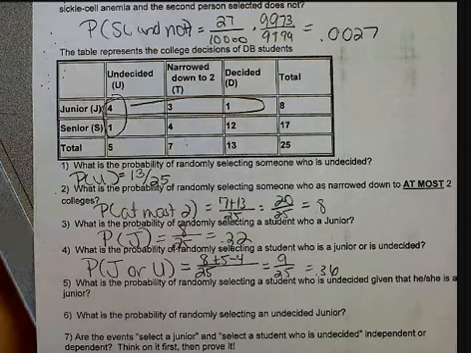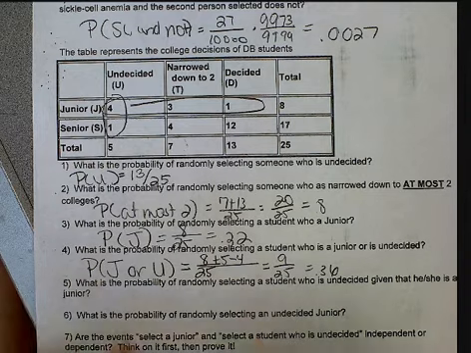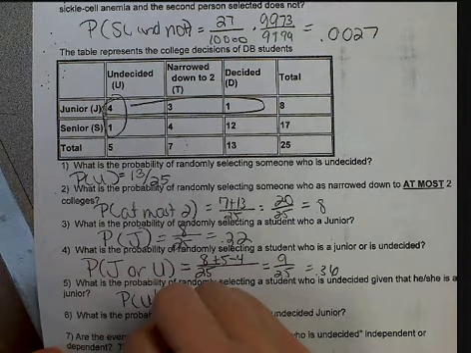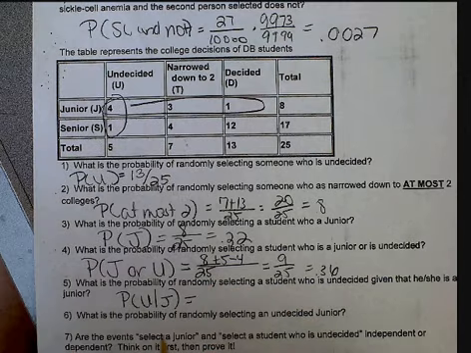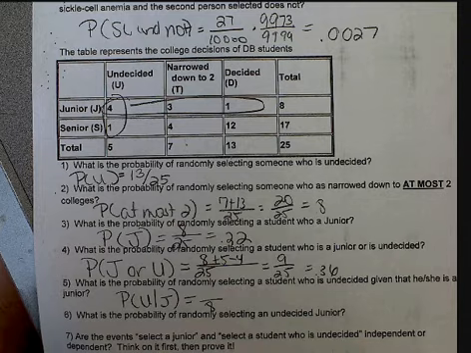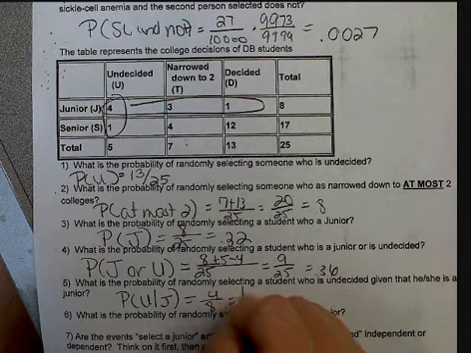Okay, 5. What is the probability of selecting a student who is undecided given they're a junior? Okay, so what do we know to be true about this person? Well, they're a junior. There are only 8 juniors. How many of them are undecided? 4. So we end up getting 1/2.